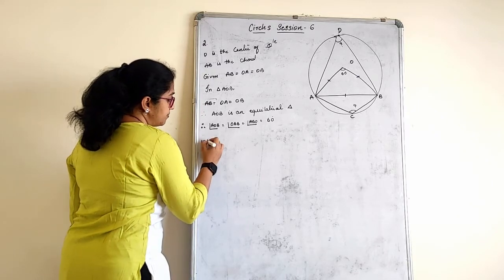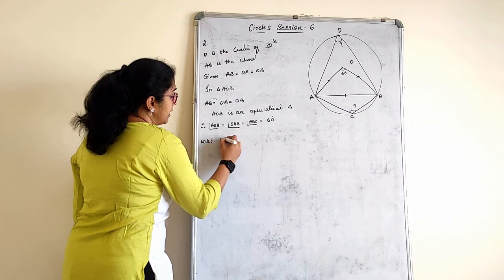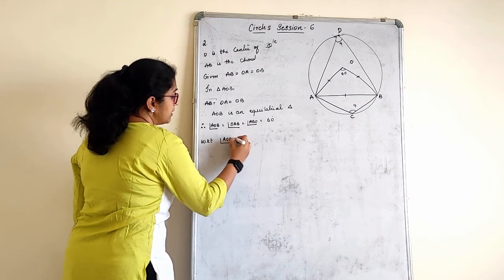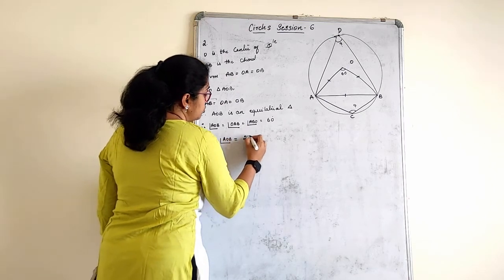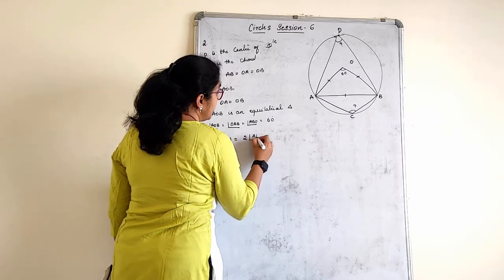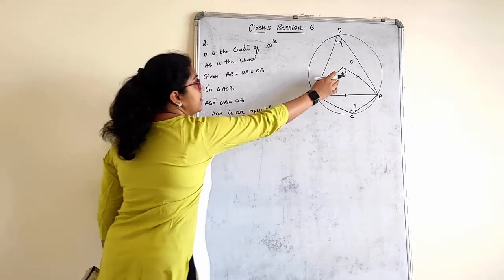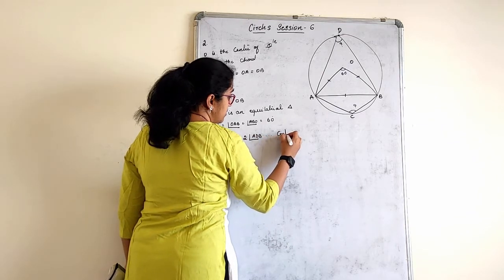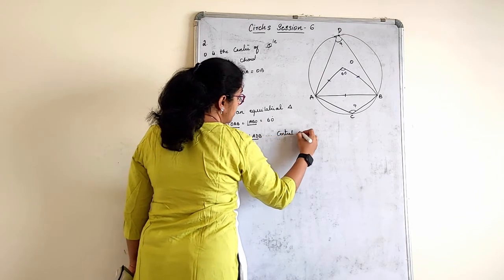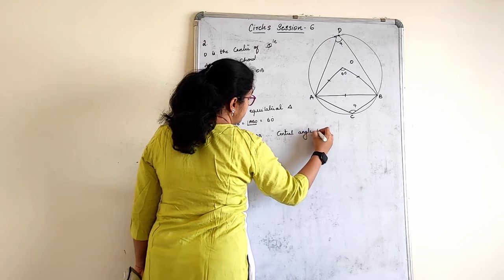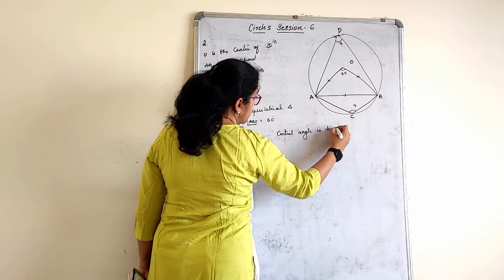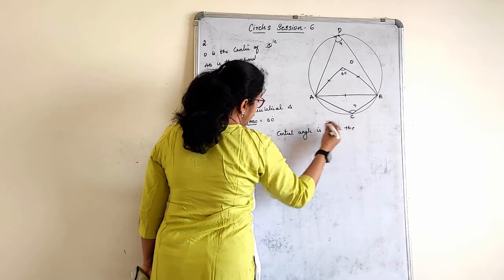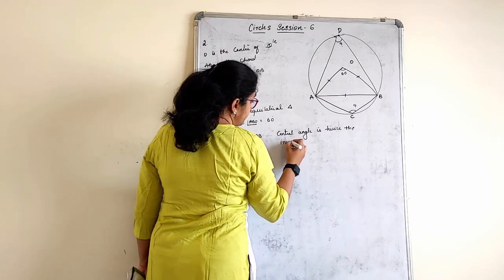We know that angle AOB is twice angle ADB. Correct? This angle is twice of this. Reason? The central angle is twice the inscribed angle.